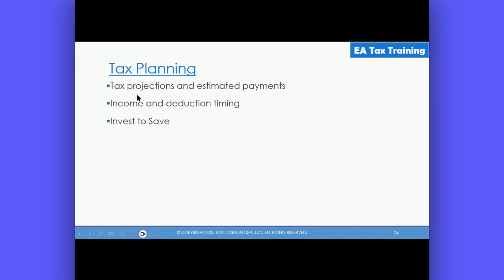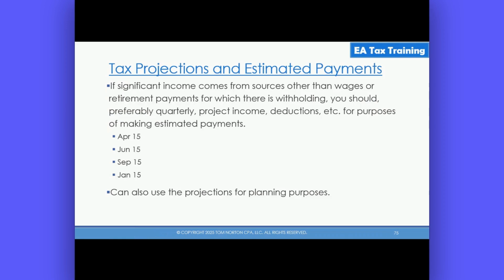First, we're going to talk about tax projections and estimated payments. Then we're going to talk about income and deduction timing. And then we're going to talk about investing to save. Tax projections and payments. As you'll recall, we talked about needing to make estimated payments. If you've got significant income from sources other than wages or retirement payments for which there's withholding, then you should, preferably quarterly, do a projection for the entire year of income, deduction, etc., for purposes of making your estimated payments.